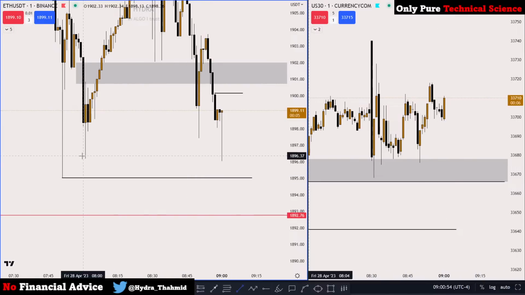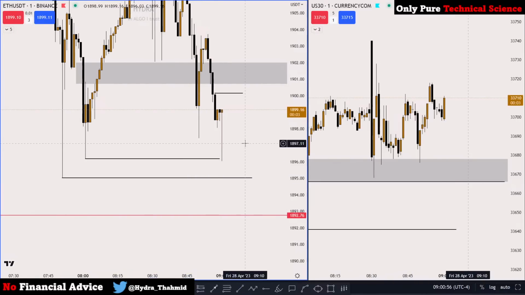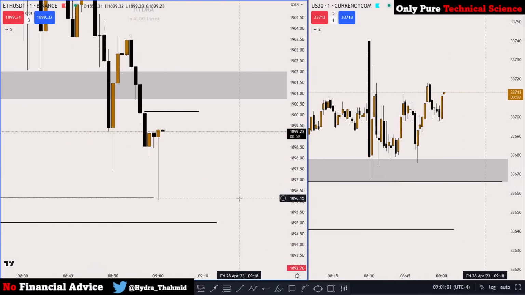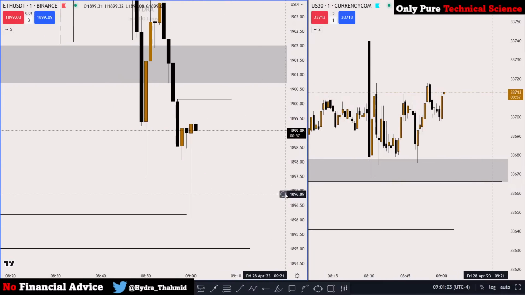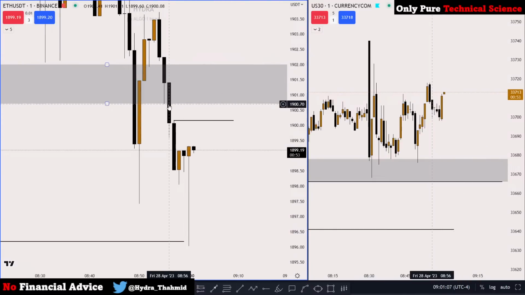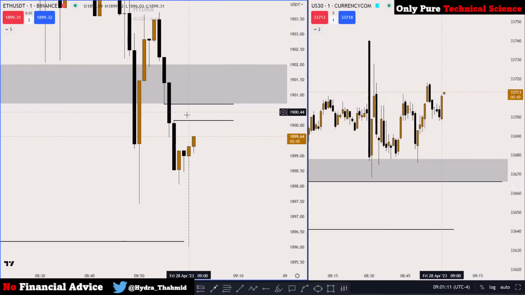So Ethereum did provide liquidity down here, clean liquidity. Let's see if it drops again. Now that it hit the fair value gap here, I'm expecting a run on this fair value gap. I'm on the 1 minute chart, folks, so I'm expecting a run on here. Let's see what price does.